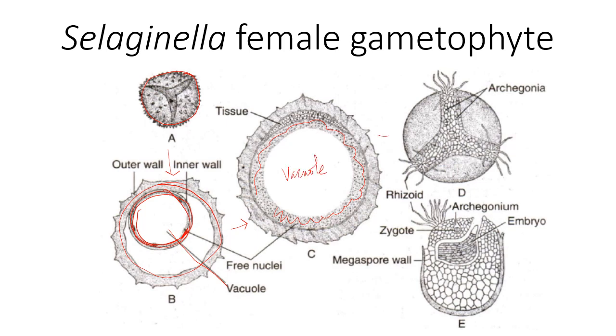Then in the next stage, here you can see that on the lateral side of the free nuclei there is formation of archegonia, and in the peripheral zone there is formation of rhizoids. These rhizoids are for absorption, and here somewhere you can see there is development of archegonia, and this small portion is enlarged here, and here actually there is archegonium represented.